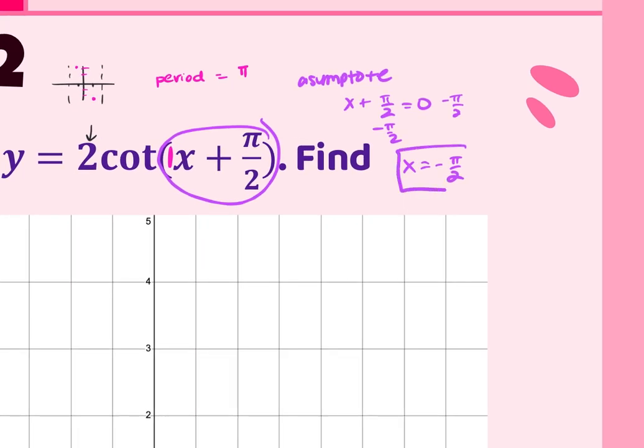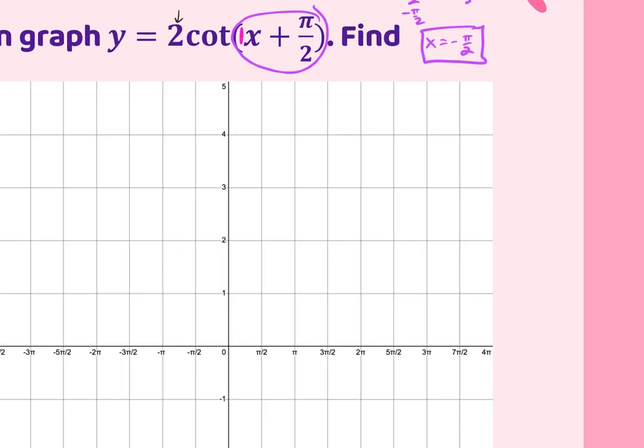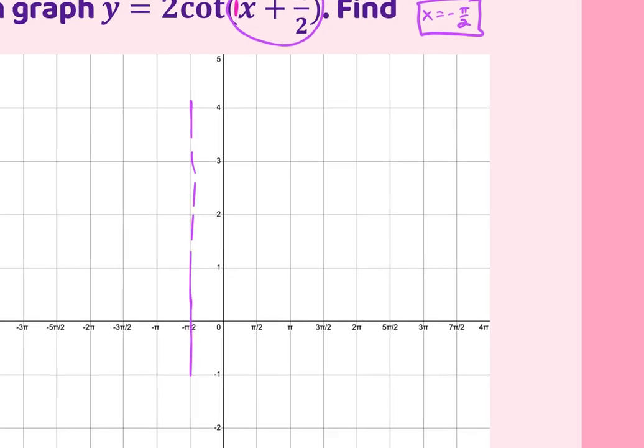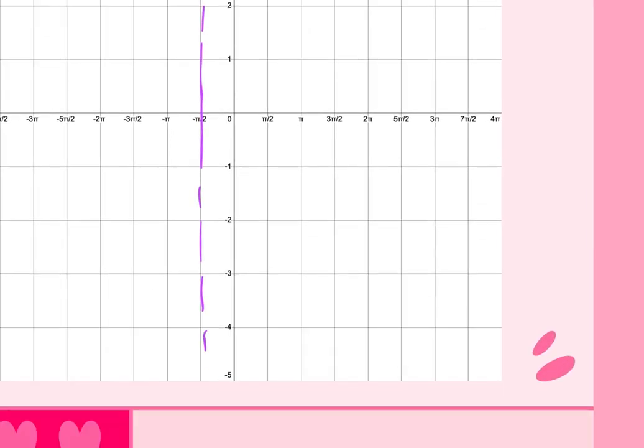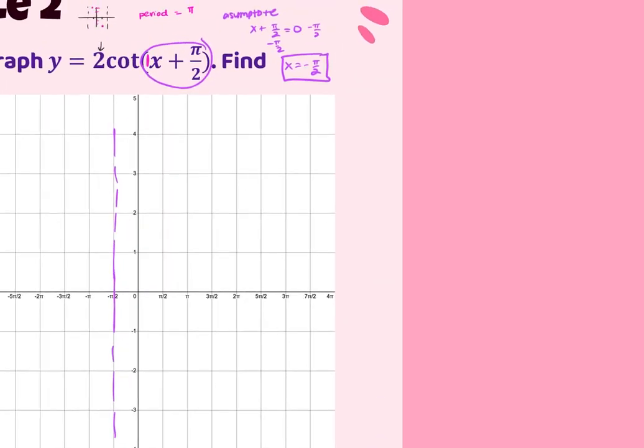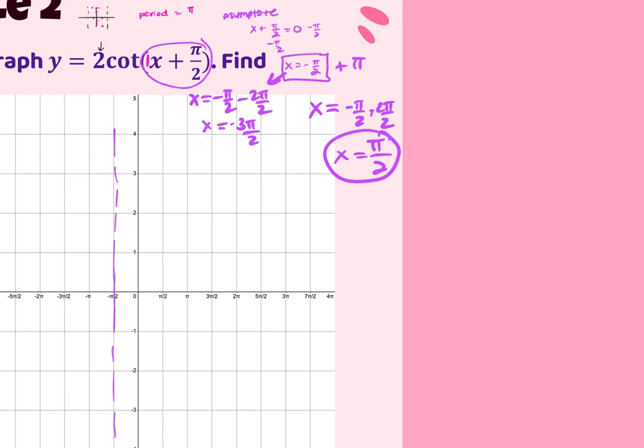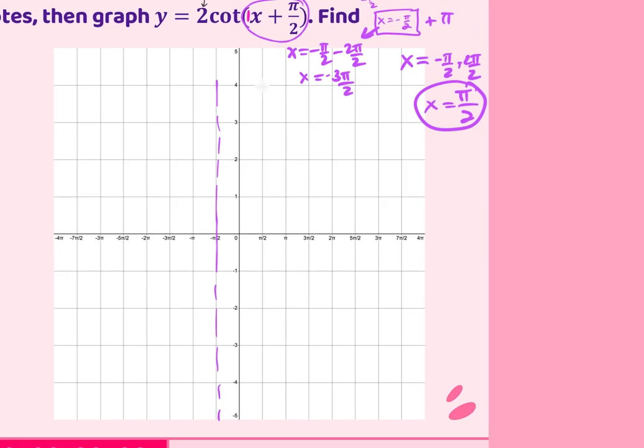Okay, so now I have my initial first asymptote that I'm going to graph, which is negative pi over 2. And then I'm going to add the period, which is pi. X equals negative pi over 2 plus 2 pi over 2, which is a positive pi over 2. That's the one to the right. And then I'm going to subtract the period, which is 2 pi over 2. And I get negative 3 pi over 2. They should be pi away from each other.